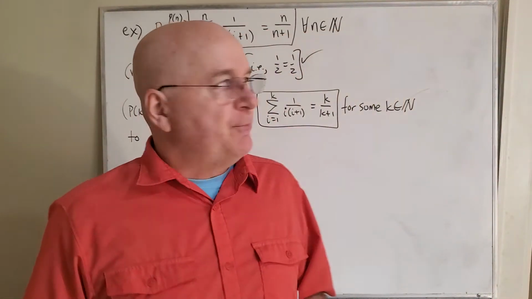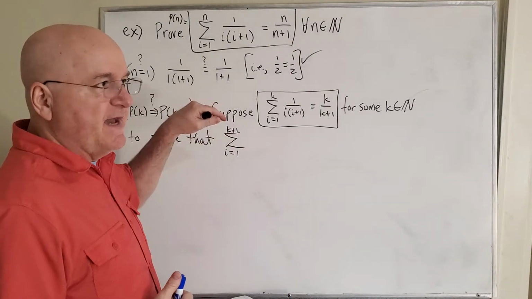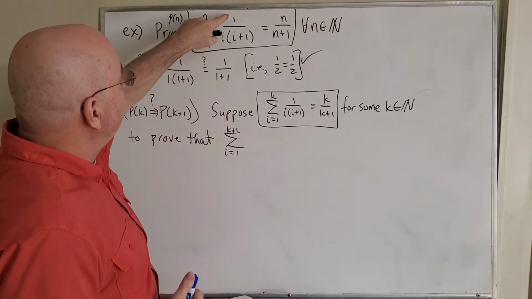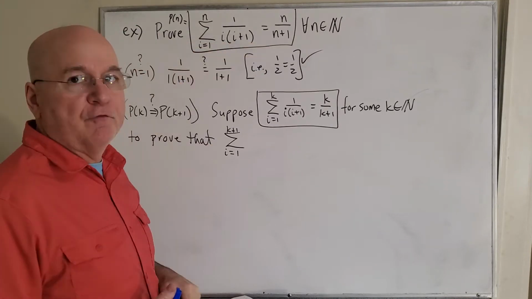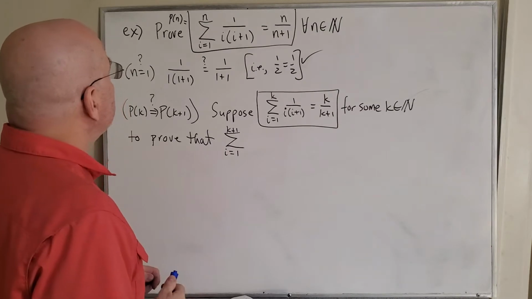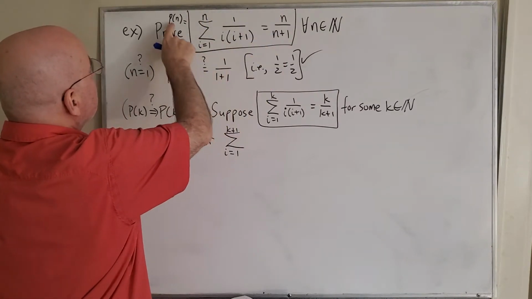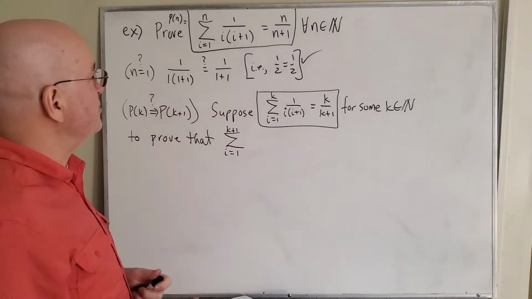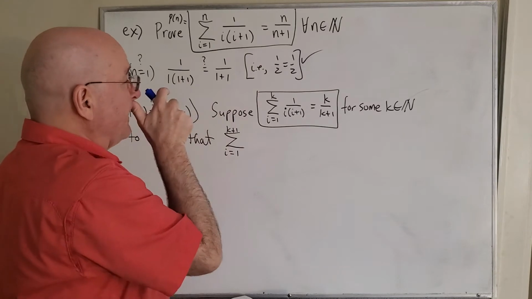In our next example, we are going to prove that the sum, as i goes from 1 to n, of 1 over i times i plus 1 is equal to n over n plus 1. And I made a little note up here. This part that I put the box around is what we would call Pn, proposition n. And we're going to prove that's true for all n.